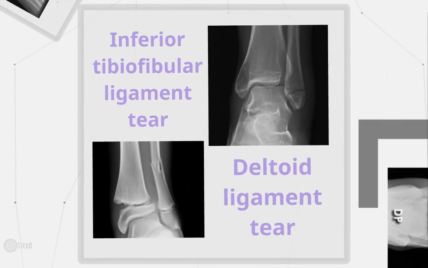Inferior tibiofibular ligament tears may occur with malleolar fractures and are a result of twisting injuries. X-rays may show separation of the tibiofibular joint and fractures of the distal tibia and fibula.